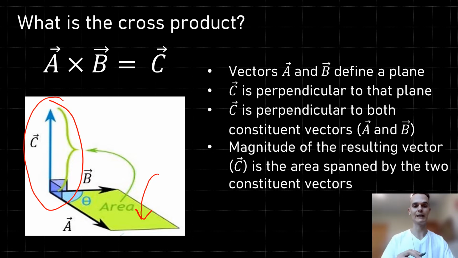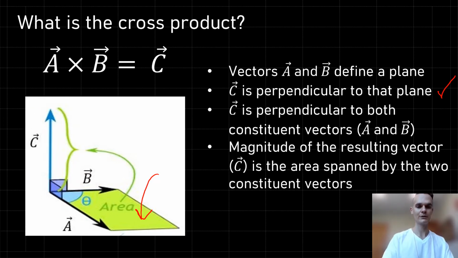So vector C, whenever it's placed tail to tail with vectors A and B, is perpendicular to the plane created by vectors A and B. So vector C is perpendicular to that plane.